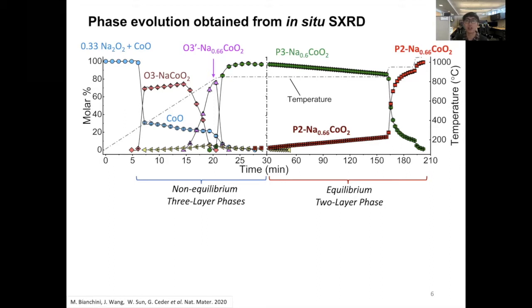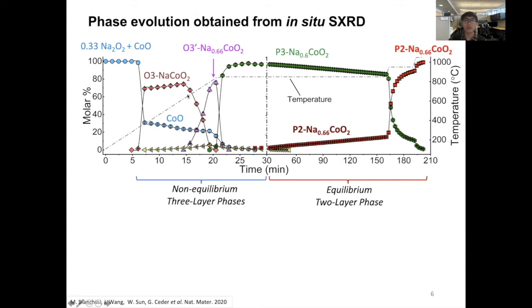At the beginning of the reaction, only cobalt oxide can be observed, which are represented by those blue dots, because sodium peroxide is amorphized during ball milling. Around 7 minutes, O3 sodium 1 cobalt oxide starts to form, and the formation of O3 is extremely fast for solid-state reaction. Almost within 1 scan, the molar ratio of O3 increases from 0 up to 70%, leaving around 30% of cobalt oxide unreacted.